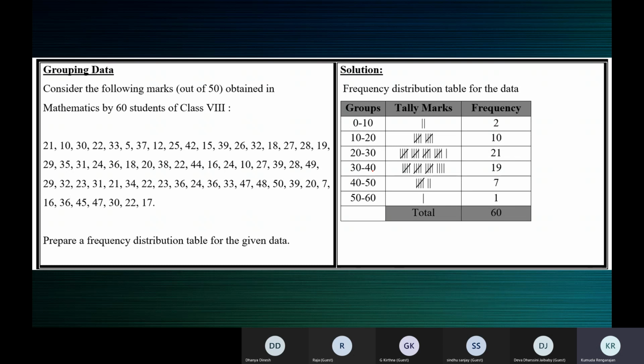We start with 0 to 10 here because there is a value 5 and there's one more value 7. 5 and 7 will be included in 0 to 10. Supposing there is no value, like the smallest value is 11, then you don't have to write the class interval 0 to 10. You can start from 10 to 20. And we stop at 50 to 60 because there's no value beyond 60.